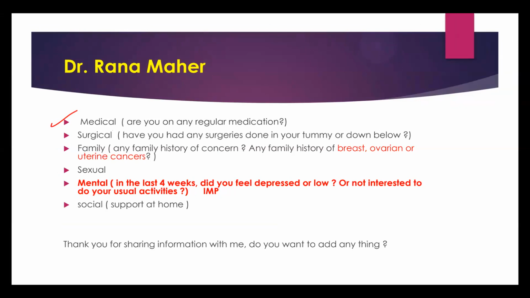For the family: do you have any family history of concern? And please ask a specific question here. Do you have any family history of breast cancer? No, doctor. Ovarian cancer? No. Cancer of the womb? Bowel cancer? So we need to exclude other types of cancer here. It's very important in the family history.